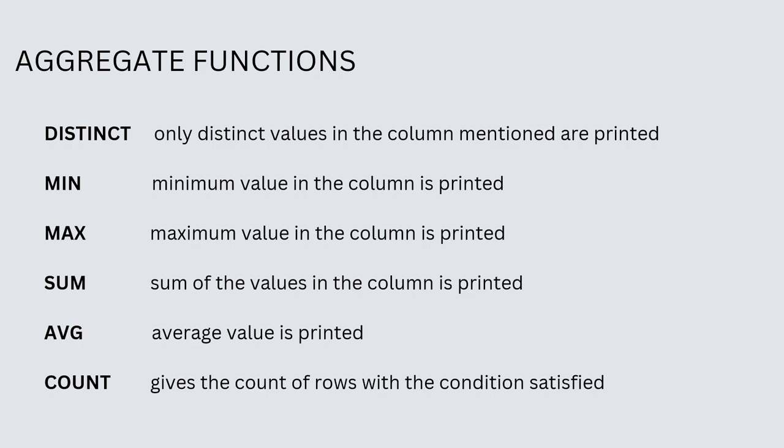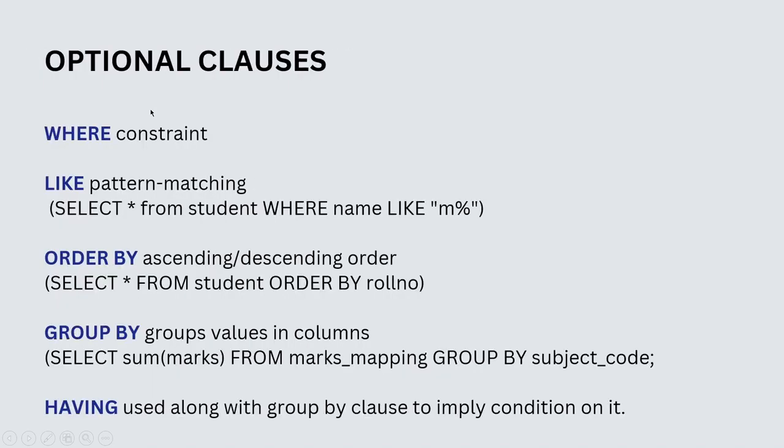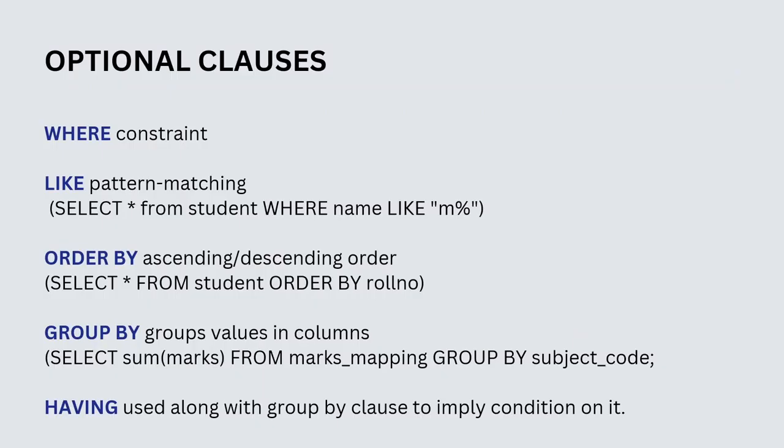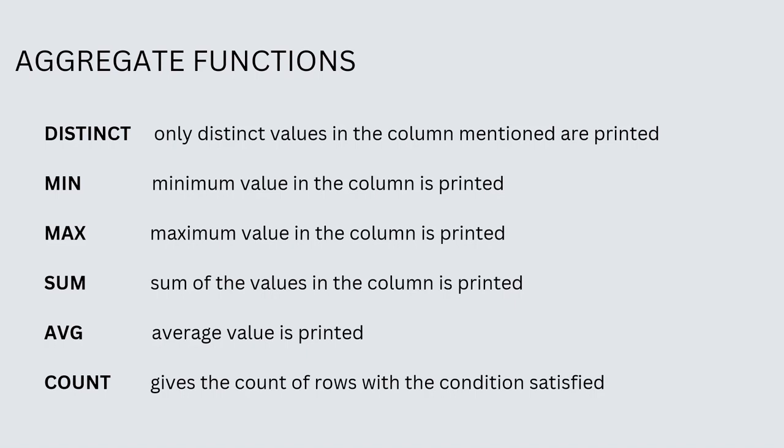Sum is like summing up all the values in the column. Average is like getting the average. Count gives the count of the rows for which the condition is satisfied. If you mention a condition in the where statement, this count statement will give you the count of how many rows the condition applies to. These aggregate functions will be used along with the select. In the place of select star or select name, you have to mention like select average of name, select unique of name from student. You've got to mention it that way. This is what aggregate functions do.